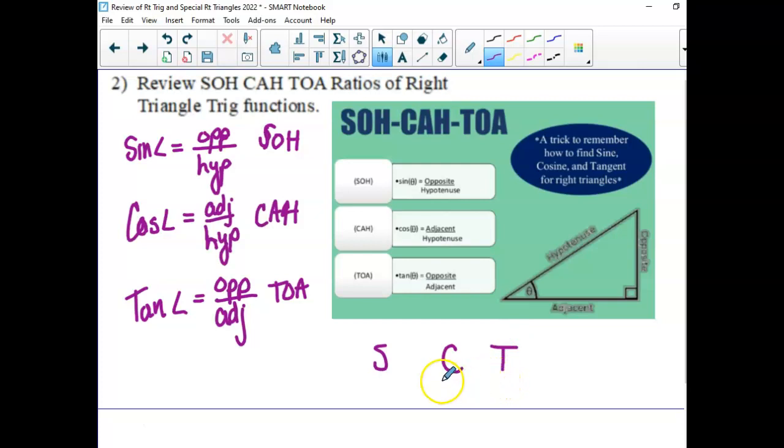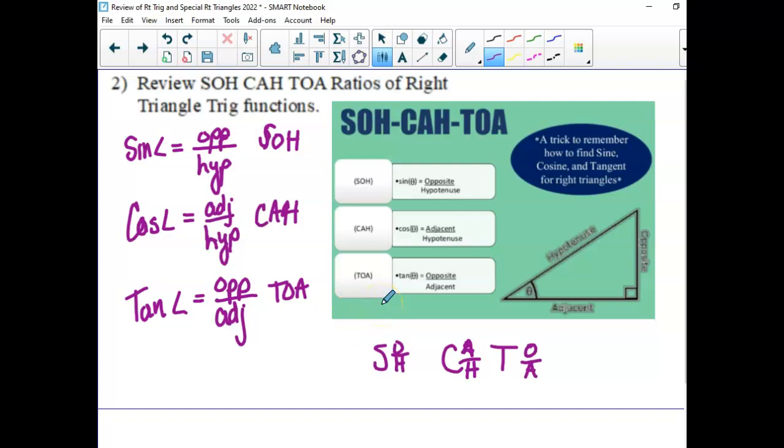Yes? And some teachers teach "Oscar had a handful of apples" for how those ratios go. Okay? Does anybody need me to write that up there, or are you okay with the SOHCAHTOA thing? I just remember SOHCAHTOA and then I write it across the top of my paper right away. Anybody need more help memorizing those ratios?